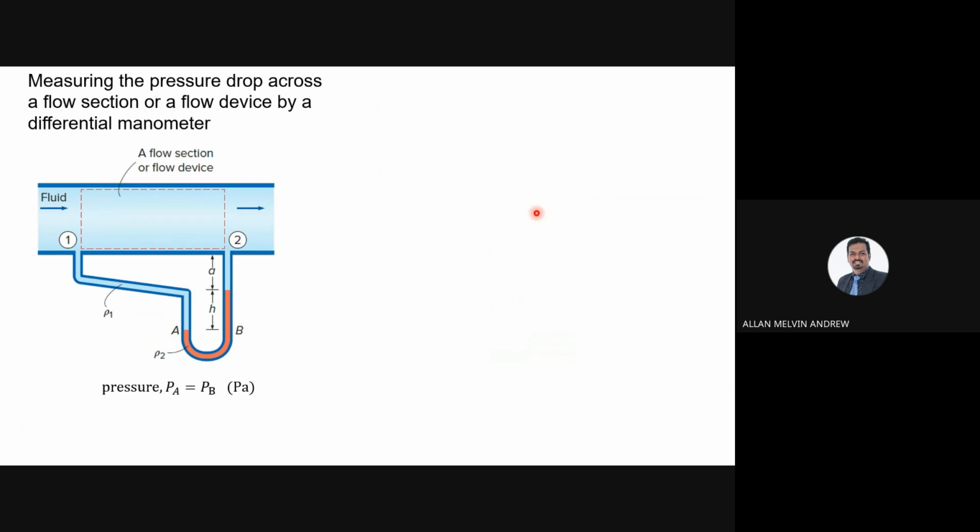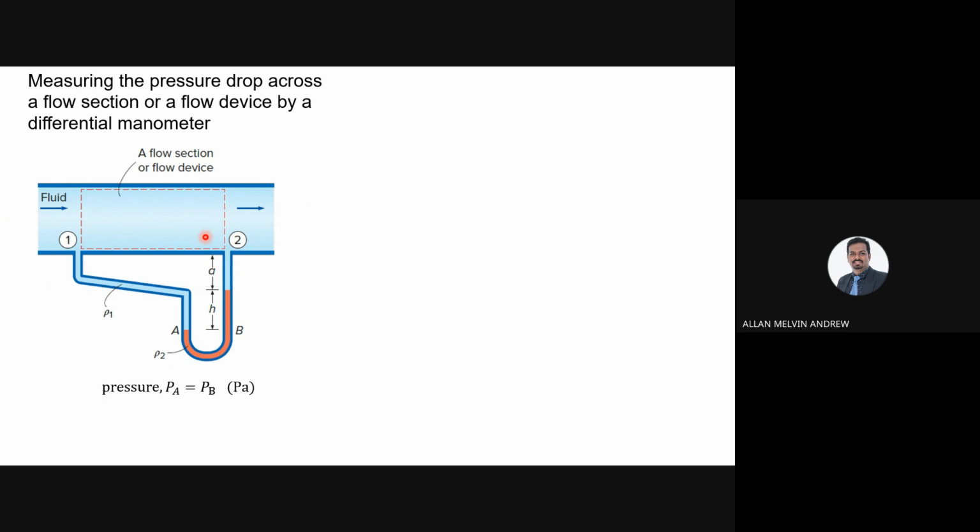Then we can also have a special setup to find a pressure drop. You just incline this tube, and then you have a manometer. You have a bigger tube with a fluid flow, and you want to find the pressure difference between point 1 and point 2.